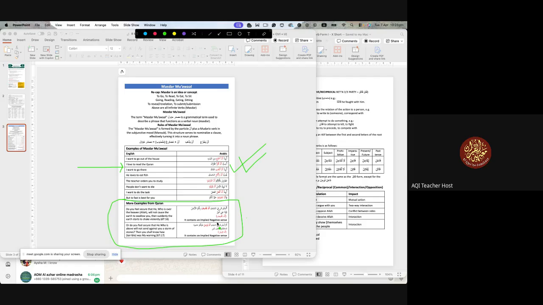Masdar Muawal, and its other name is Masdariya, my brothers and sisters, okay? Masdariya, because there are two more Masdariya common in Quran. Less common, but again, we need to know that. Mim Masdariya and Ma Masdariya. And I'll talk about Ma Masdariya in a minute.